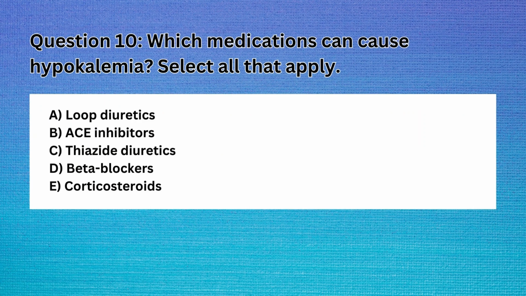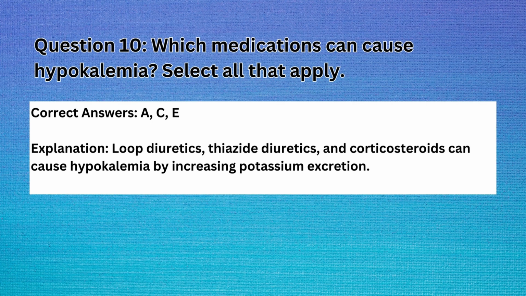Question 10. Which medications can cause hypokalemia? Select all that apply. A. Loop diuretics. B. ACE inhibitors. C. Thiazide diuretics. D. Beta blockers. E. Corticosteroids. Correct answers: A, C, E.